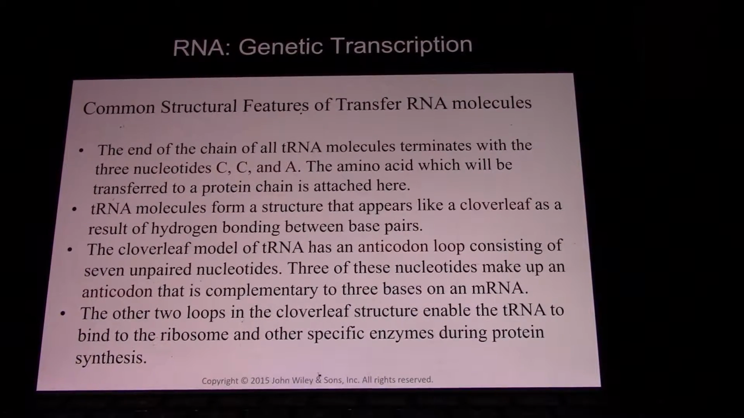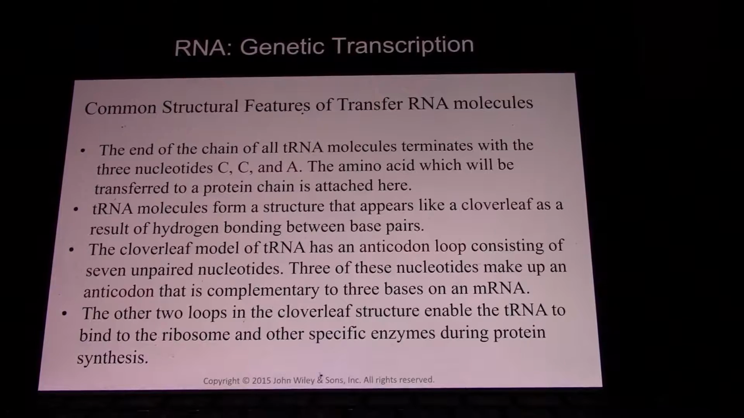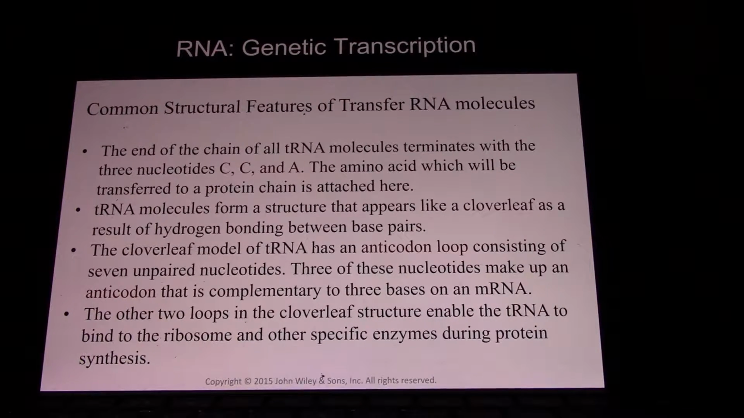Common structural features of transfer RNA molecules. The end of the chain of all tRNA molecules terminates with the 3 nucleotides C, C, and A. The amino acid which will be transferred is attached there, and there is an enzyme which attaches the correct amino acid to the transfer RNA, and that's where the proofreading in the system happens. It's the enzyme which is in charge of attaching the amino acid to the correct transfer RNA molecule.